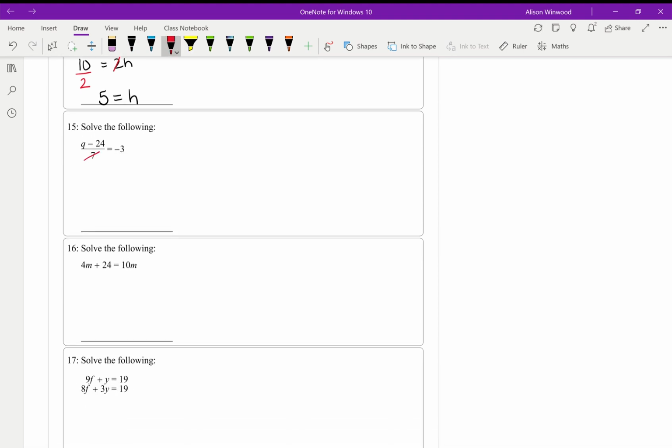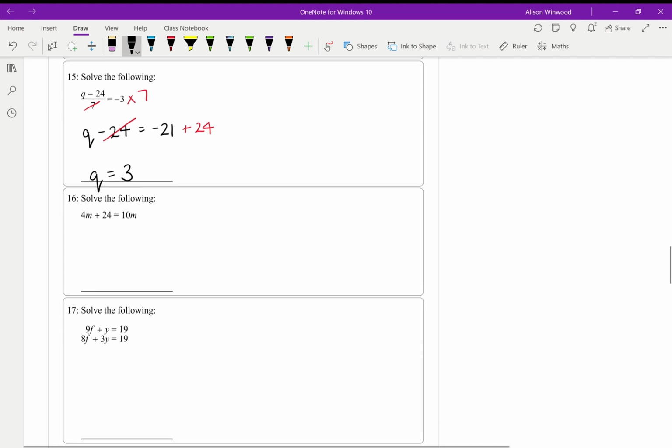Opposite of dividing by 7 is to multiply by 7. So q subtract 24 equals negative 3 times 7 is negative 21. And the opposite of subtract 24 is to add 24. So q must equal negative 21 add 24 is 3.